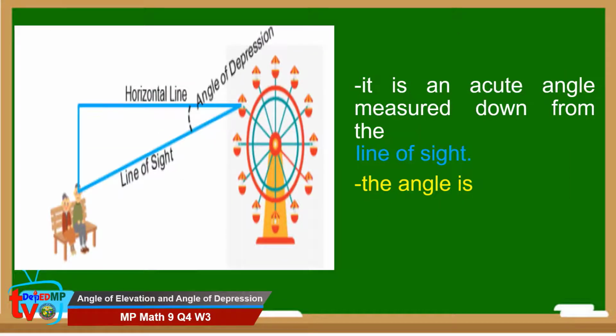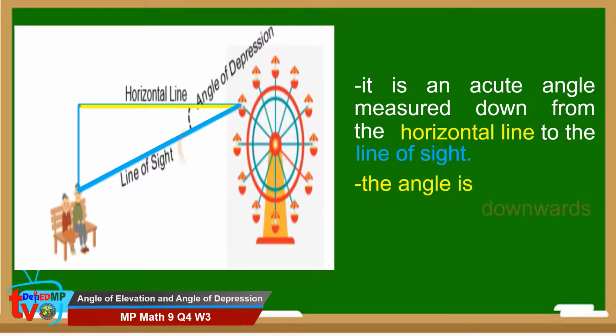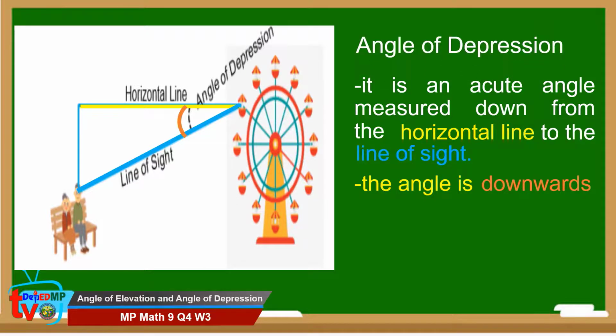Can you follow? The next situation is, you are seated on a chair on that Ferris wheel, looking at your friends seated below. The angle of depression is formed from eye level as the horizontal line, which is parallel to the ground, and to the line of sight from your eye to your friends. The angle formed is positioned downwards. This angle is what we call the angle of depression.